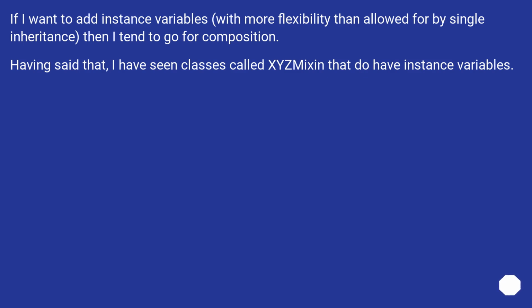If I want to add instance variables, with more flexibility than allowed for by single inheritance, then I tend to go for composition. Having said that, I have seen classes called mixin that do have instance variables.